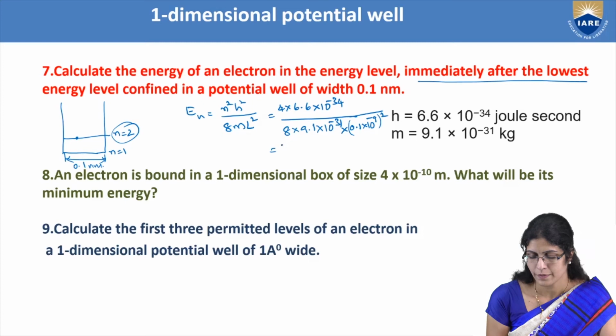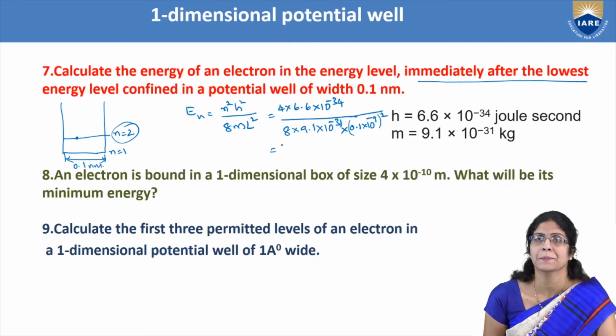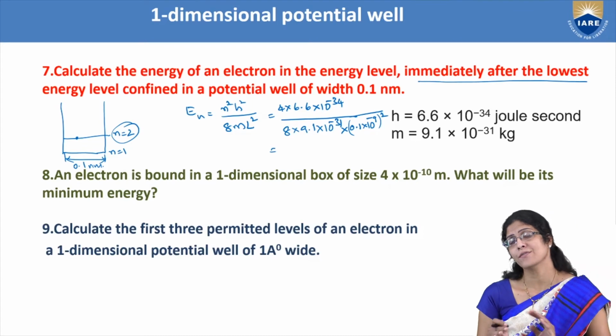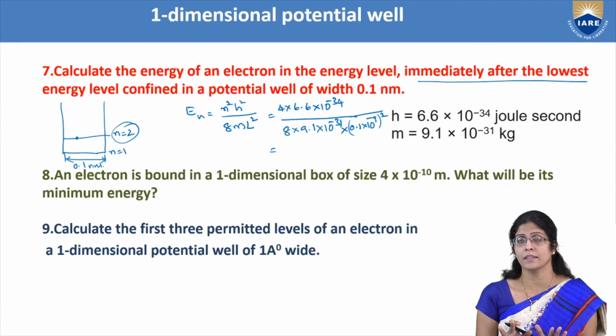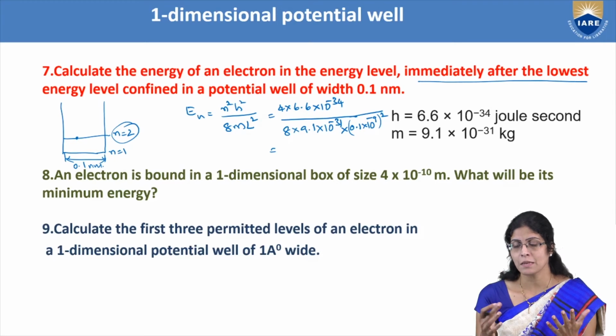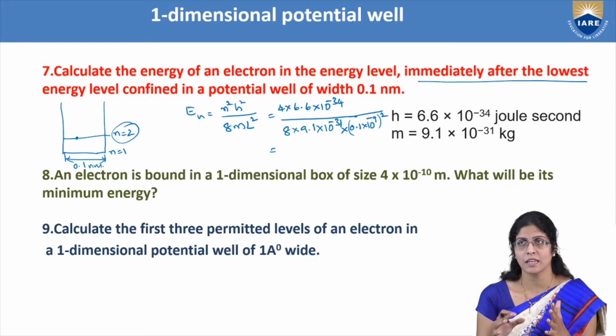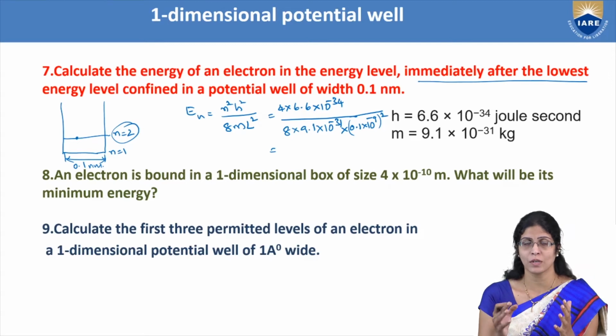Solve it out and you'll get the answer. So this is how you will have to understand which energy level is really needed here to solve and end up at the answer. If you just misunderstand immediately, skip the words, and think that it is the lowest energy level and find it out for n is equal to 1.